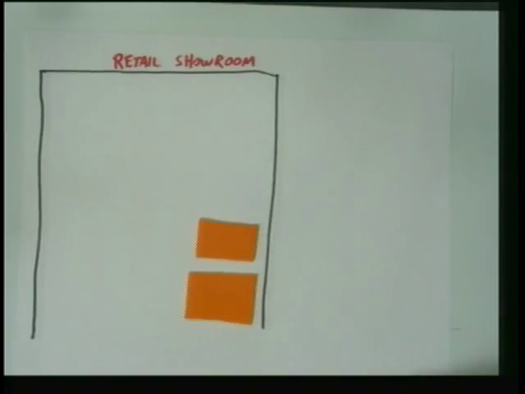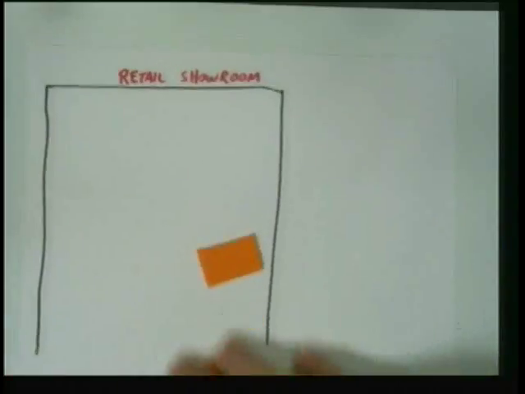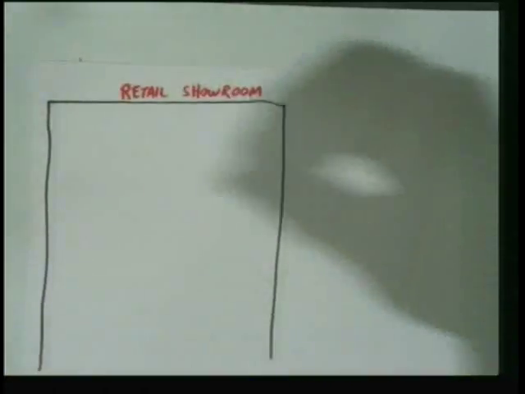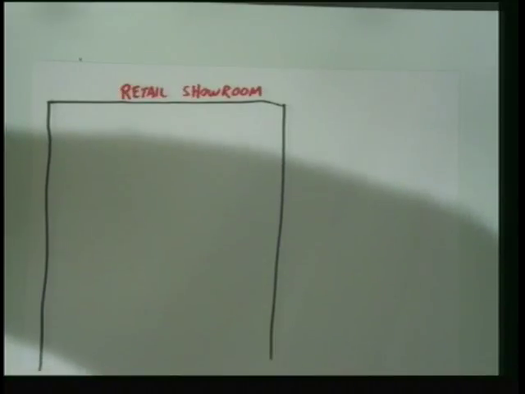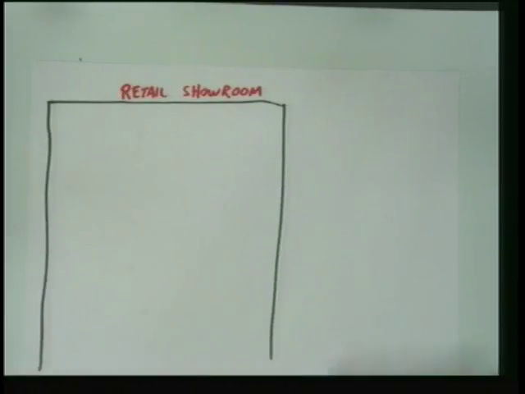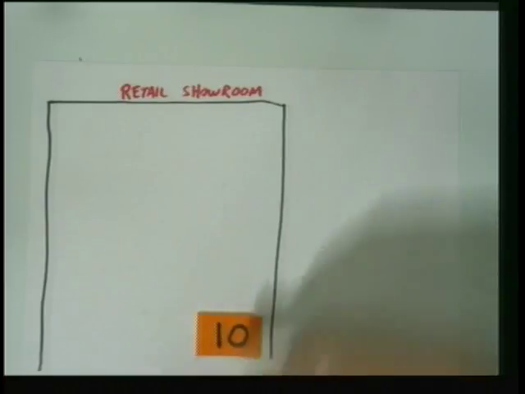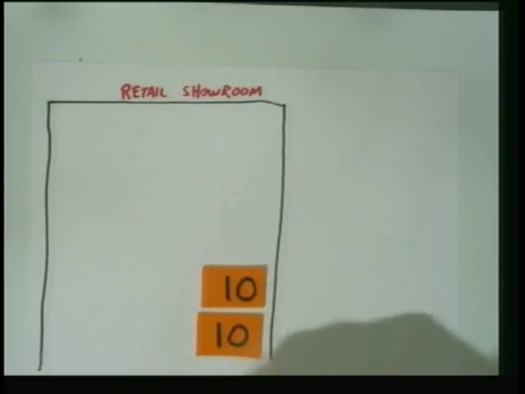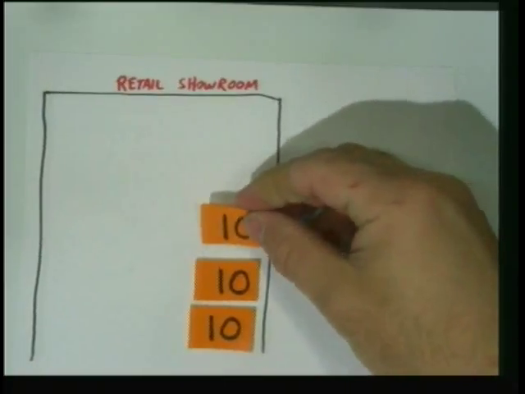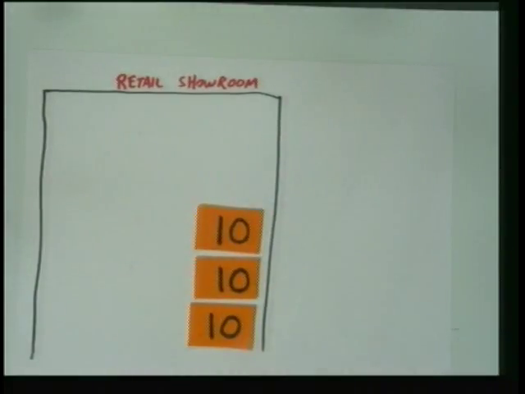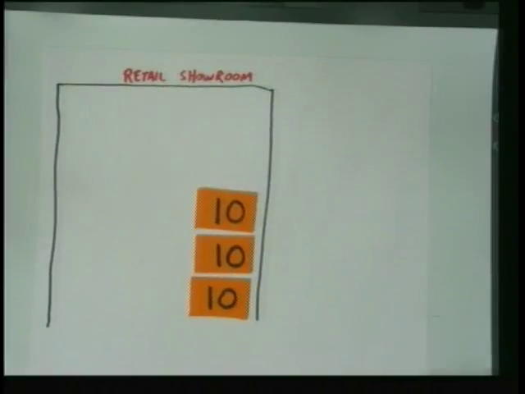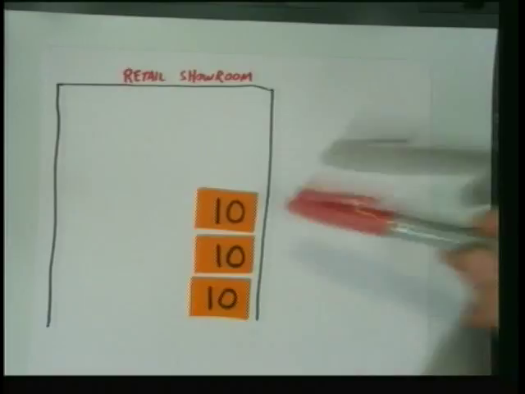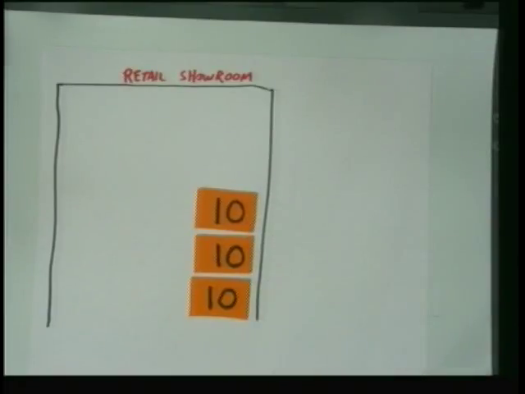So here they have two products to sell. Now I'm going to make it easier for you, and I'm going to say that we are stocking our showroom for our customer, and we purchase three items for sale. I'm going to write the cost of them on the item for use of our illustration. So we have three items for sale. Our cost is $10 each. Are you with me?